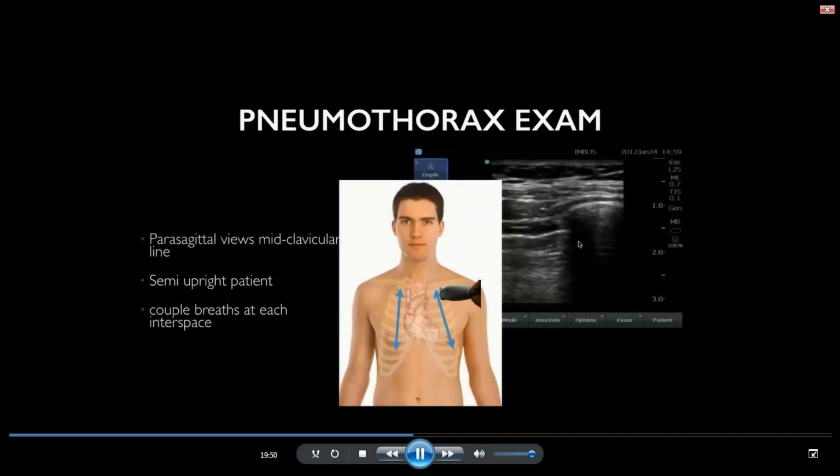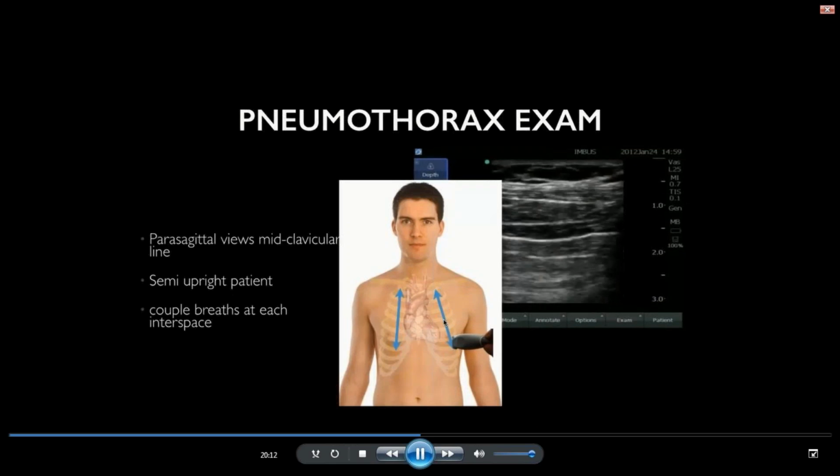How is this test done? Quickly going through the technique for a pneumothorax exam, one would like to obtain what's called a parasagittal view in a midclavicular line from top to bottom, with the patient being in a supine or semi-upright position, with the patient taking a couple of breaths at each interspace.